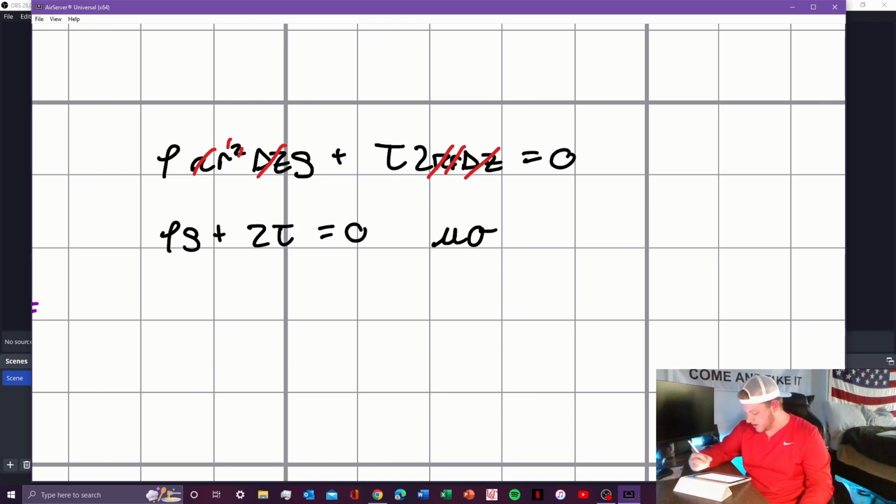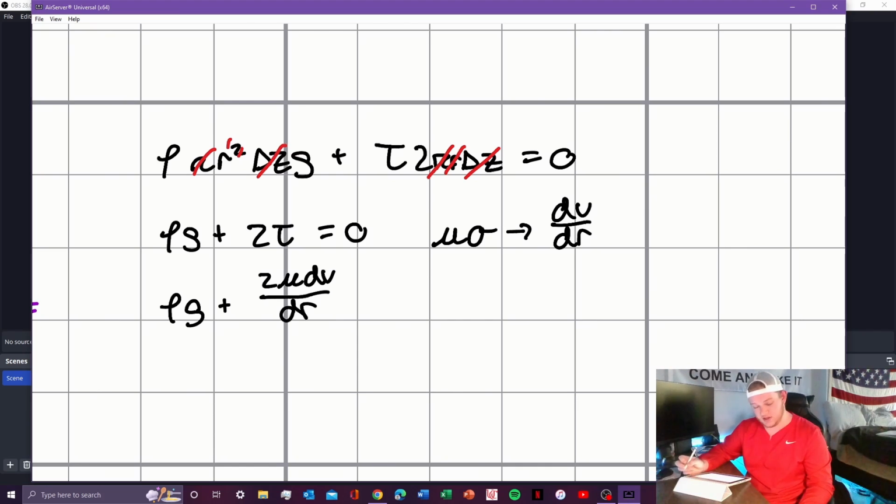Now the shear stress can be rewritten as viscosity times the shear rate. The shear rate can be rewritten as dV over dr. So we can rewrite this as 2 over mu times dV over dr. Let's get dV over dr by itself on the left-hand side. dV over dr is going to be equal to negative rho g over 2 mu.